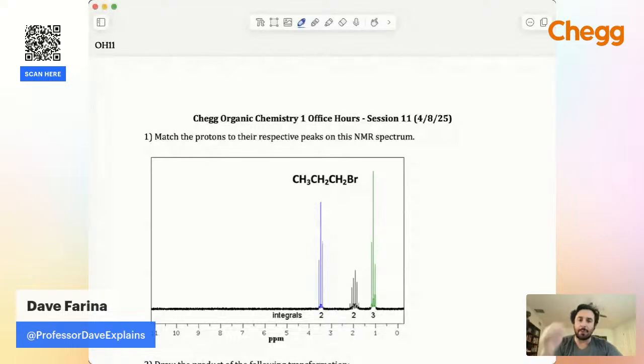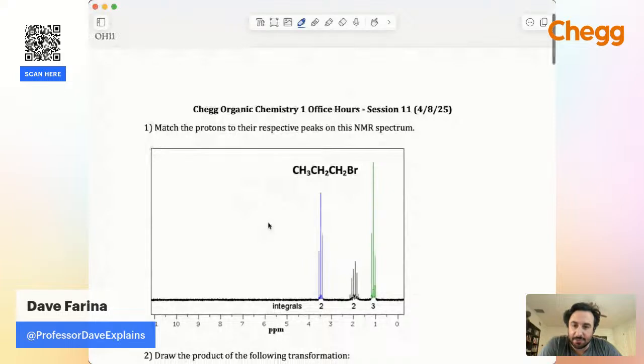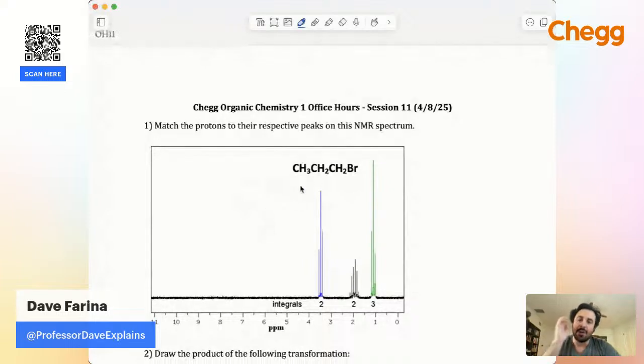So remember, last time we started doing some spectroscopy stuff, and that is something that a lot of students have a hard time with. So I definitely want to go over the basics of spectroscopy more than once here. Definitely NMR is probably the most confusing, I would say, for many students. So here's a question that says, match the protons to their respective peaks on this NMR spectrum.